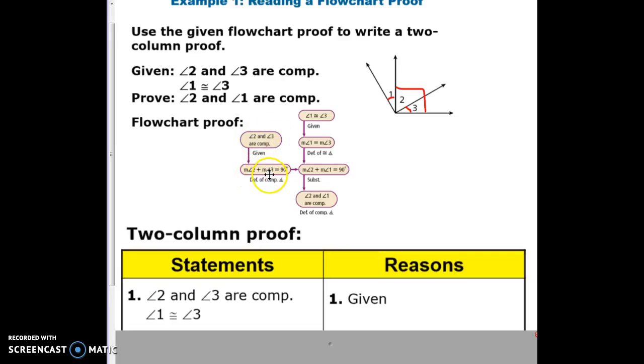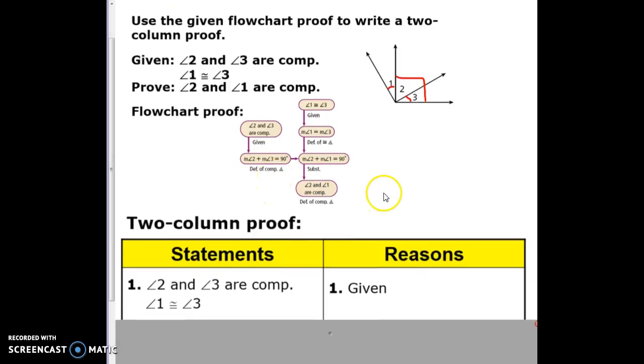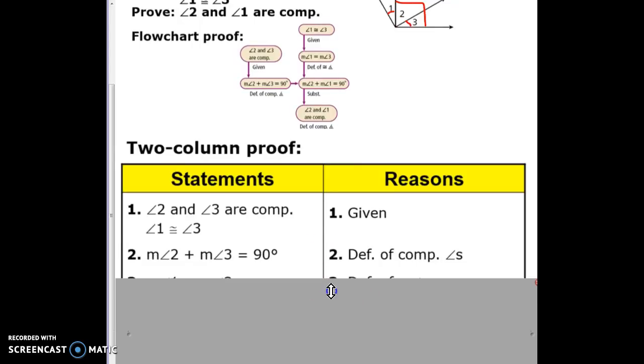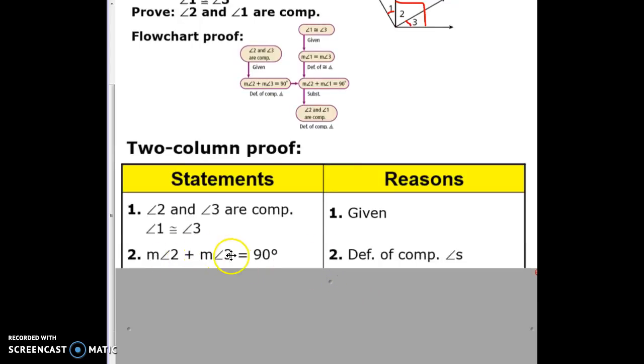Well, it means the measure of angle 2 plus the measure of angle 3 equals 90. And the reason for that is that's the definition of complementary angles. And so that's what you write here. Measure of 2 plus 3 equals 90, and that's the definition of complementary angles. Now, I've concluded to this step. I'm trying to merge into this step here. What I need to do is tie these thoughts together so I can bring them together in one step.